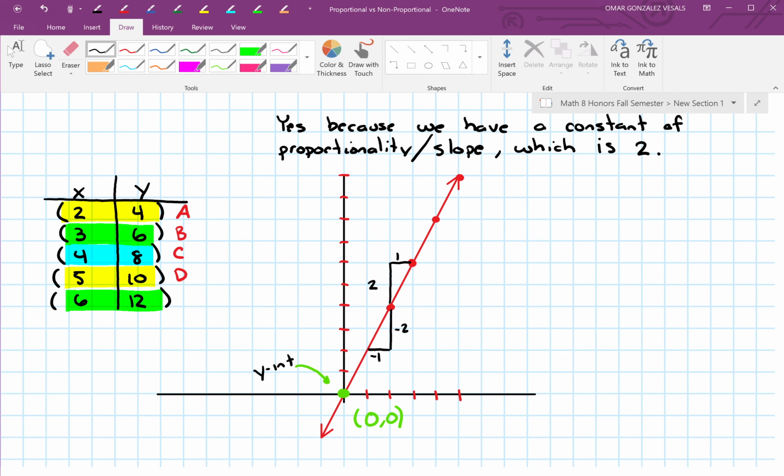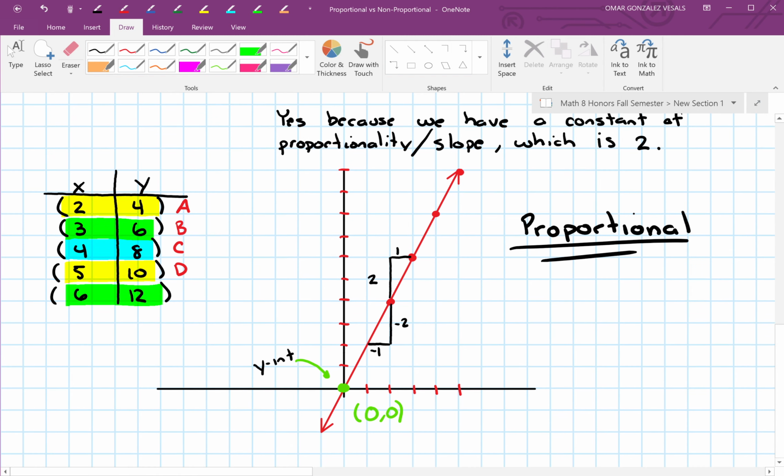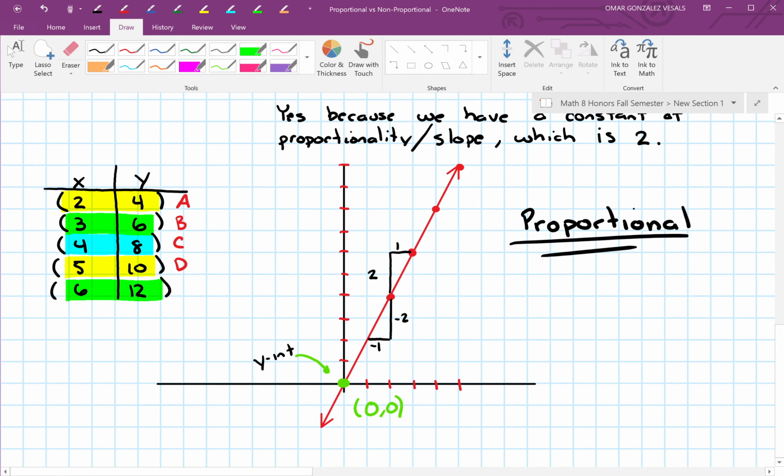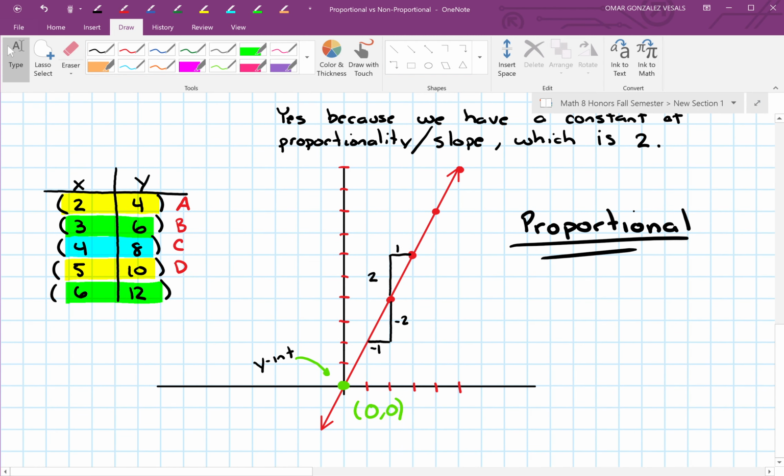And what kind of graph is this? This is proportional. Is everybody okay with that? Yes. Can we keep going? Is anybody still copying this? Someone's still copying this? Okay.